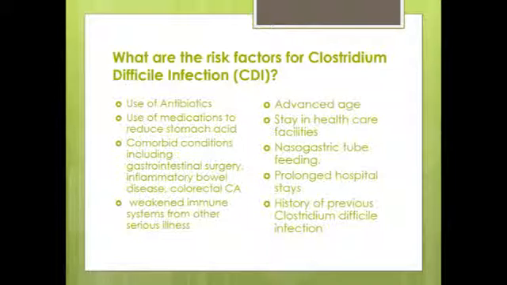Comorbid conditions, including gastrointestinal surgery, inflammatory bowel disease, colorectal cancer, having a weakened immune system from other serious illness, staying in a healthcare facility where germs are spread easily, antibiotic use is common, and people are vulnerable to infection, being on nasogastric tube feeding, having a prolonged hospital stay, and having a history of previous Clostridium difficile infection also put the patients at risk of Clostridium difficile infection.